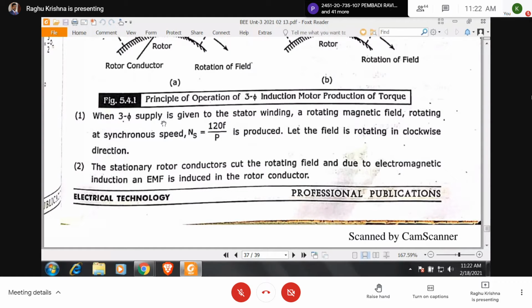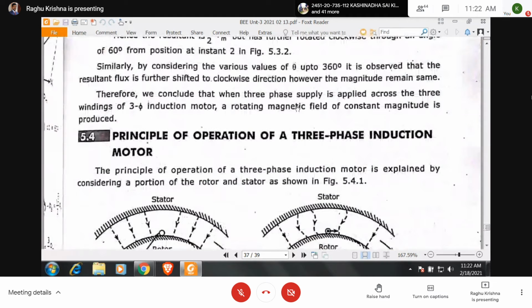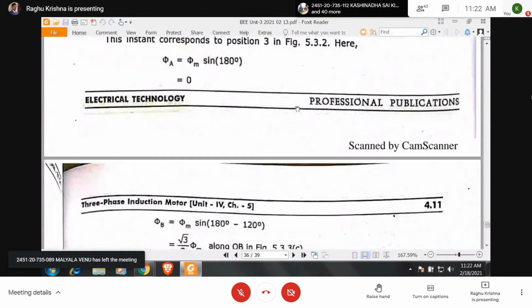So when three-phase supply is given to the stator winding, a rotating magnetic field rotating at a synchronous speed ns equal to 120f by p is produced. See, already I have shown here. They already derived here.